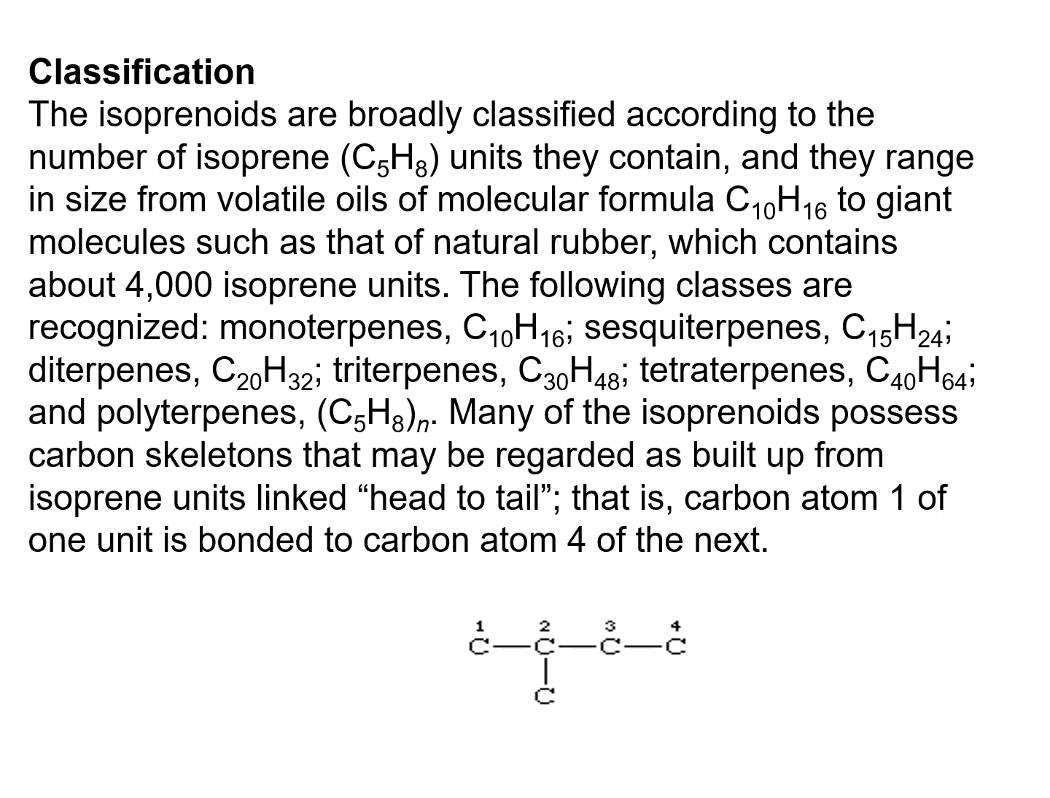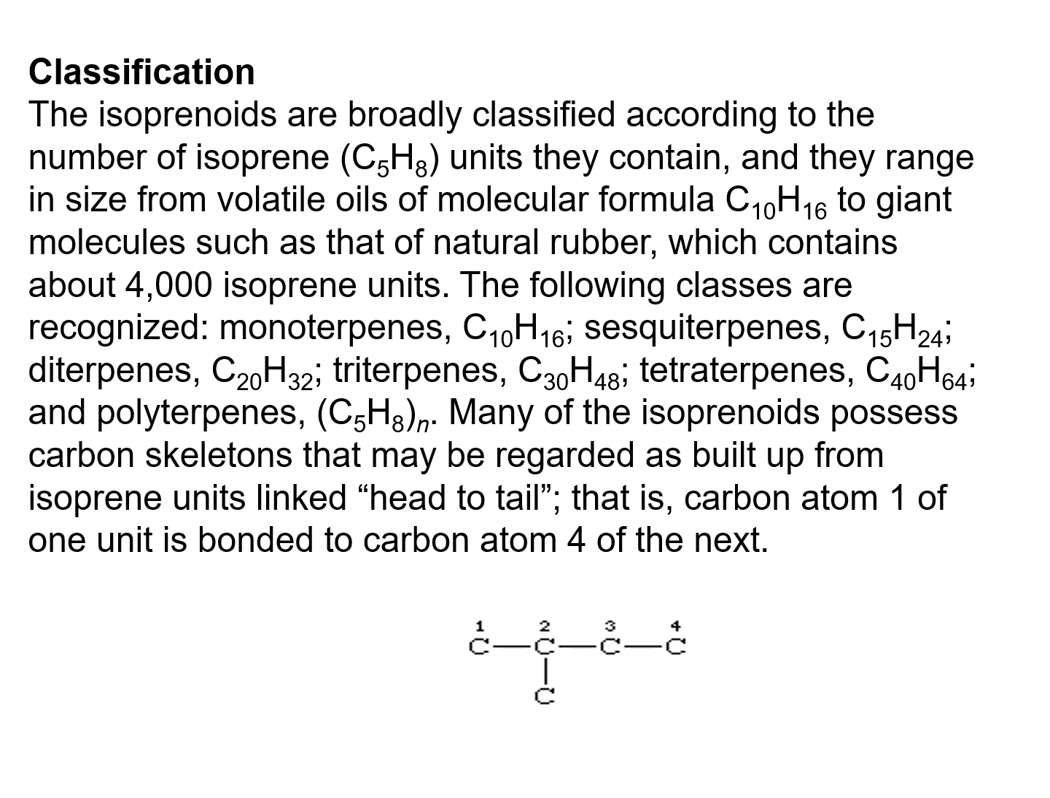So again, when you come to the revision of classification, these isoprenoids are broadly classified according to the number of isoprene units. C5H8 units, and they range in size from volatile oils of molecular formula C10H16 to giant molecules such as natural rubber, a polymer, which contains about 4,000 isoprene units. So the following classes are recognized: monoterpene, sesquiterpene, diterpene, triterpene, and tetraterpene. At the end, there are also polyterpenes, having n number of isoprene units combined together to produce what?